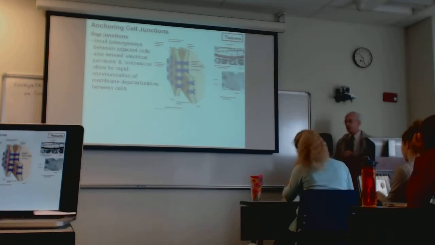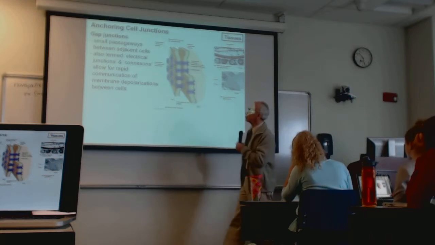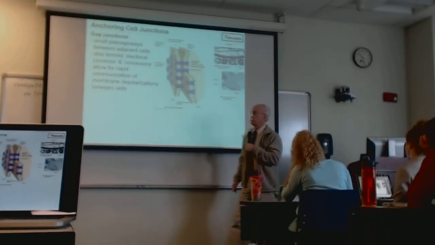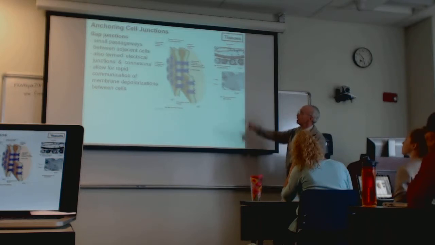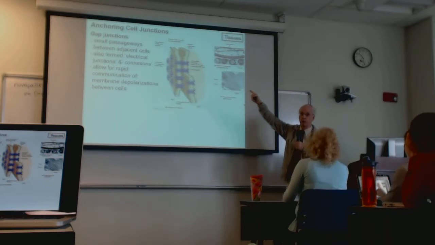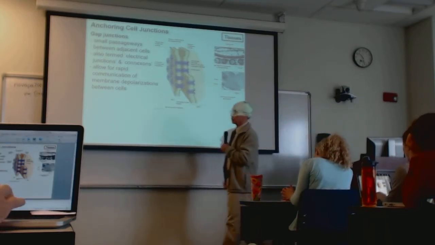So we've talked about tight junctions, we've talked about desmosomes, we've talked about adherens junctions. There's yet another type of junction that we should mention in this connection. It's a bit of a cell junction. I'd probably cross out anchoring up there, because this is not really an anchoring cell junction. The gap junctions serve a different purpose.